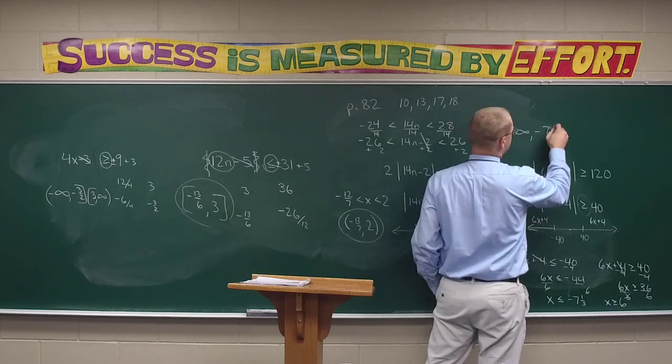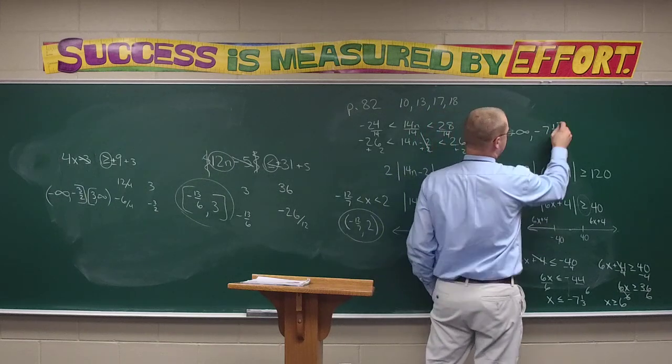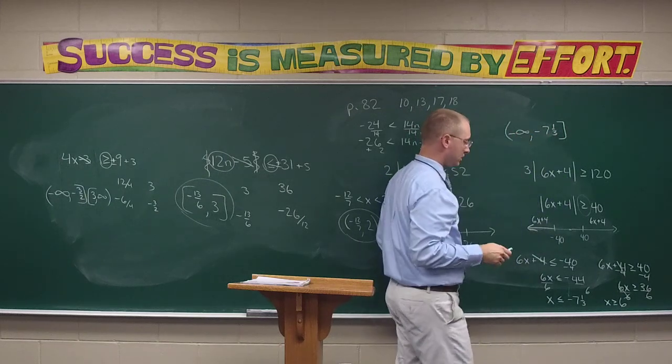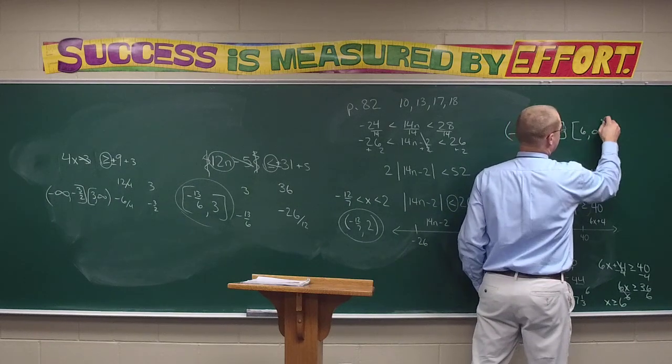Negative 7/3. By the way, negative 22/3 if you didn't have your calculator do it. And positive 6. Infinity. And there we go.